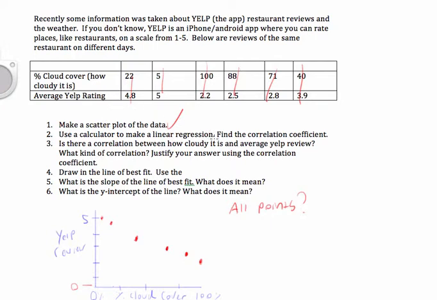Now, it has us use a calculator to make a linear regression to find the correlation coefficient. First, just by looking at this, I can tell these kind of line up, so I know I'm going to have a correlation. Let me show you how to do this on the calculator. You should have a calculator out now. You should follow along. I'm going to do this very slowly.